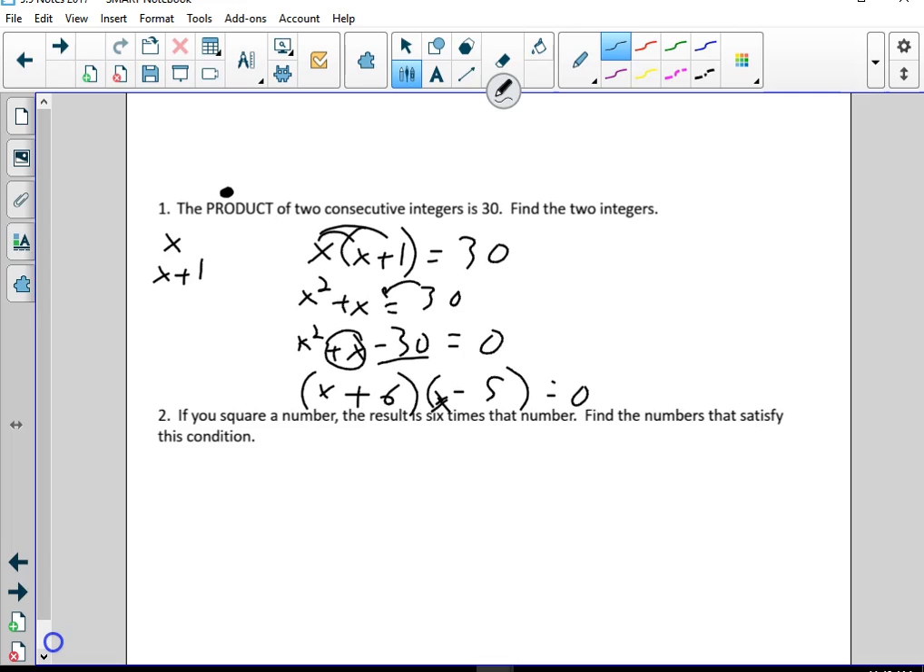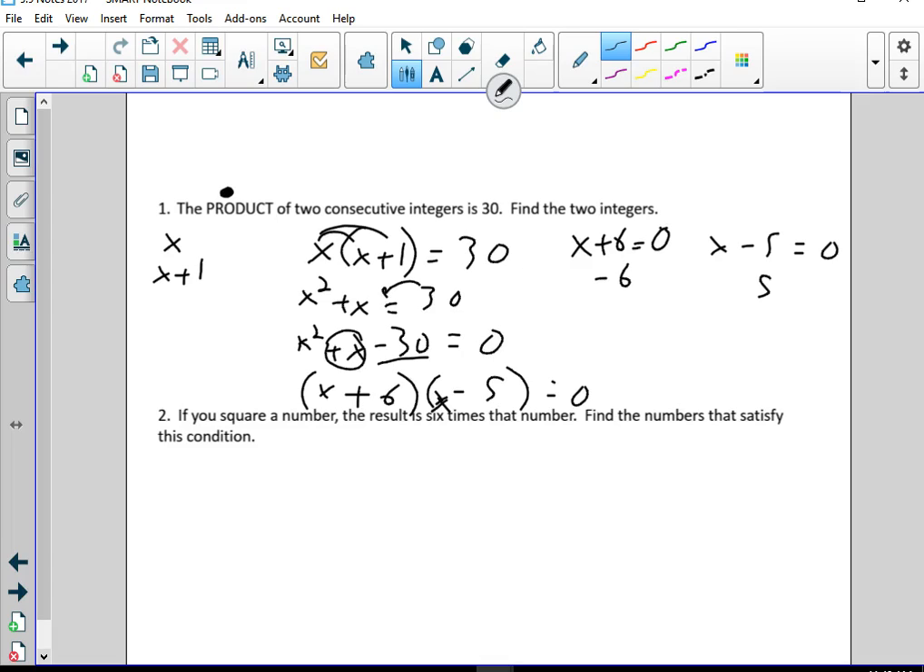Now I set these both equal to 0. x plus 6 equals 0, and x minus 5 equals 0. So, what are my two answers? Negative 6. And positive 5. Okay.